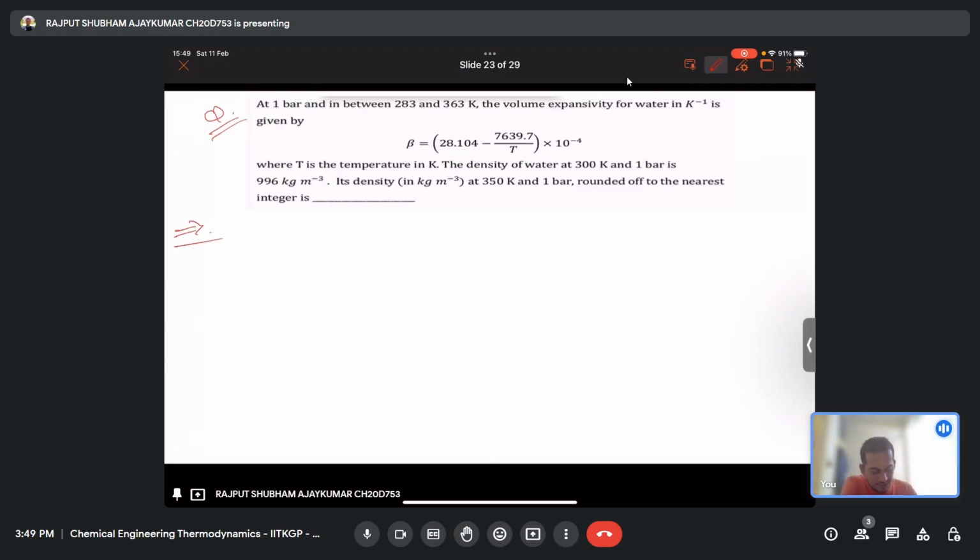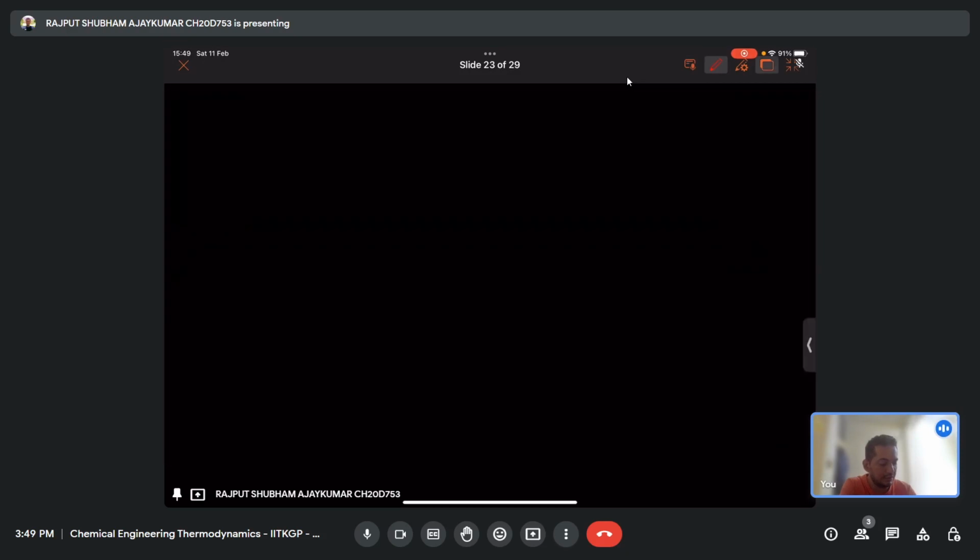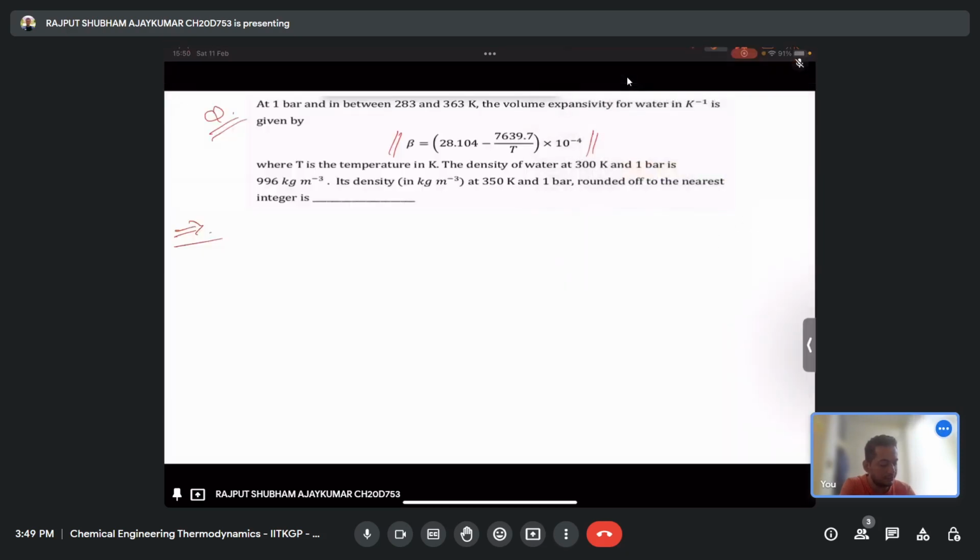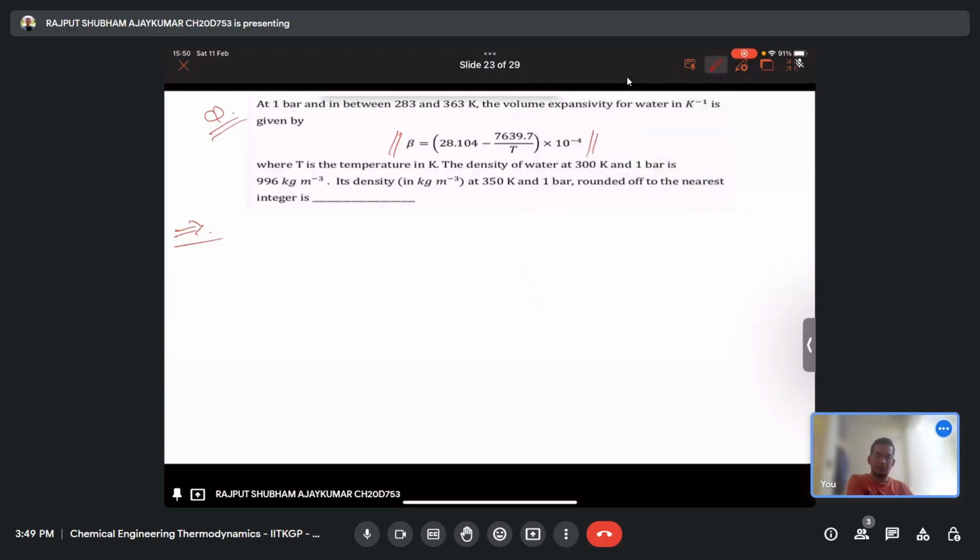The question says: at 1 bar and between 283 Kelvin and 363 Kelvin, so T1 and T2 are given and P1 is given as 1 bar. The volume expansivity beta for water, in per Kelvin, is given as this, and the isothermal compressibility is given as kappa, this thing. We already solved one of the equations related to the volume expansivity beta. Here what is given to us is directly the equation for the volume expansivity. We are given temperatures T1 and T2 and the pressure is P1.